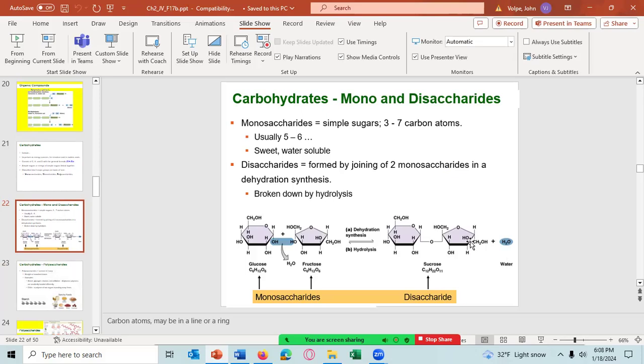Let's take a little look at some monosaccharides and disaccharides. Monosaccharides are simple sugars. All of them are between three and seven carbon atoms, but usually monosaccharides are either five or six carbon molecules. All the monosaccharides are sweet. They're all water soluble.